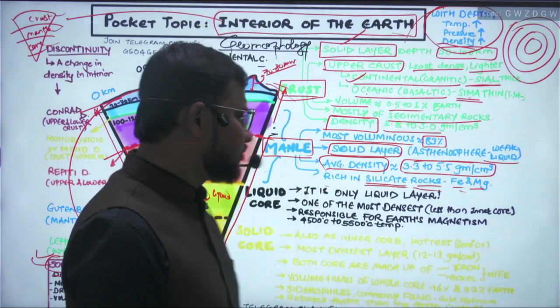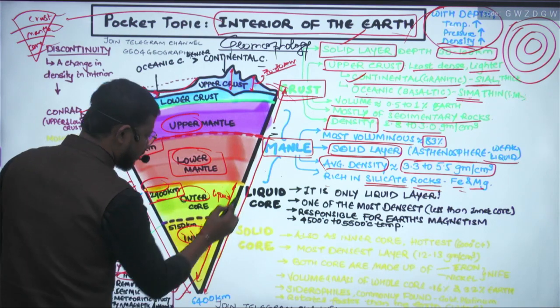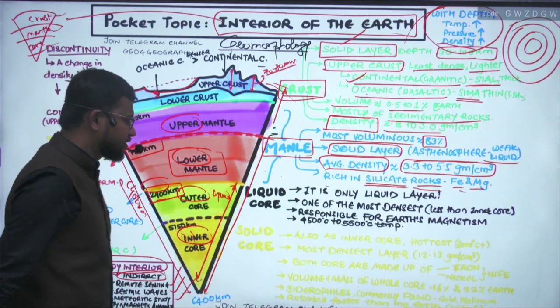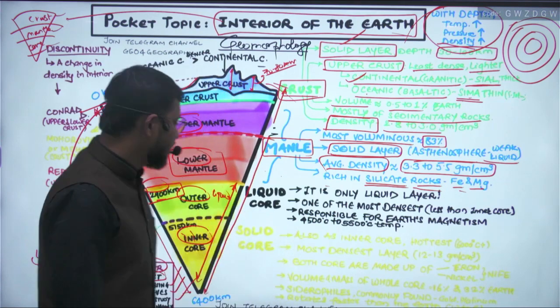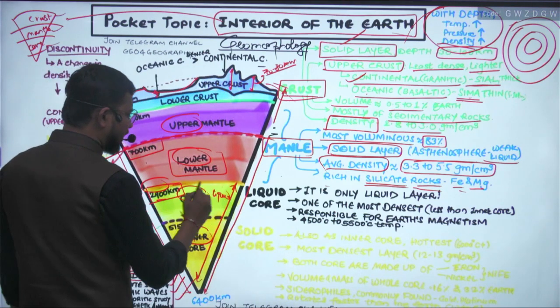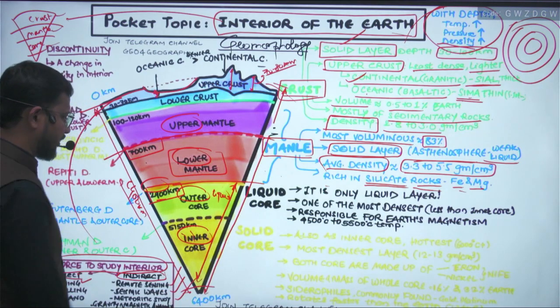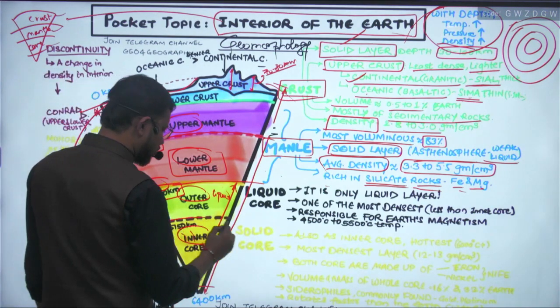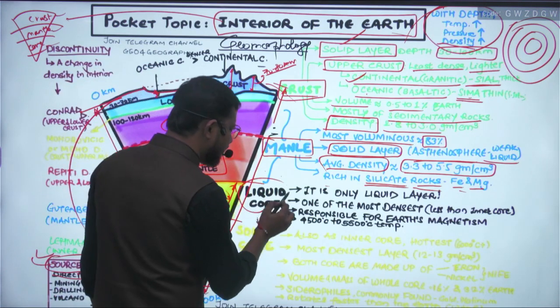Now, this core is the most important part, though not as voluminous, but it forms the very center of the earth itself. It starts from 2900 and goes up to almost 6400 kilometers, and it is made up of the outer core and inner core. The outer core is equally known as the liquid core.